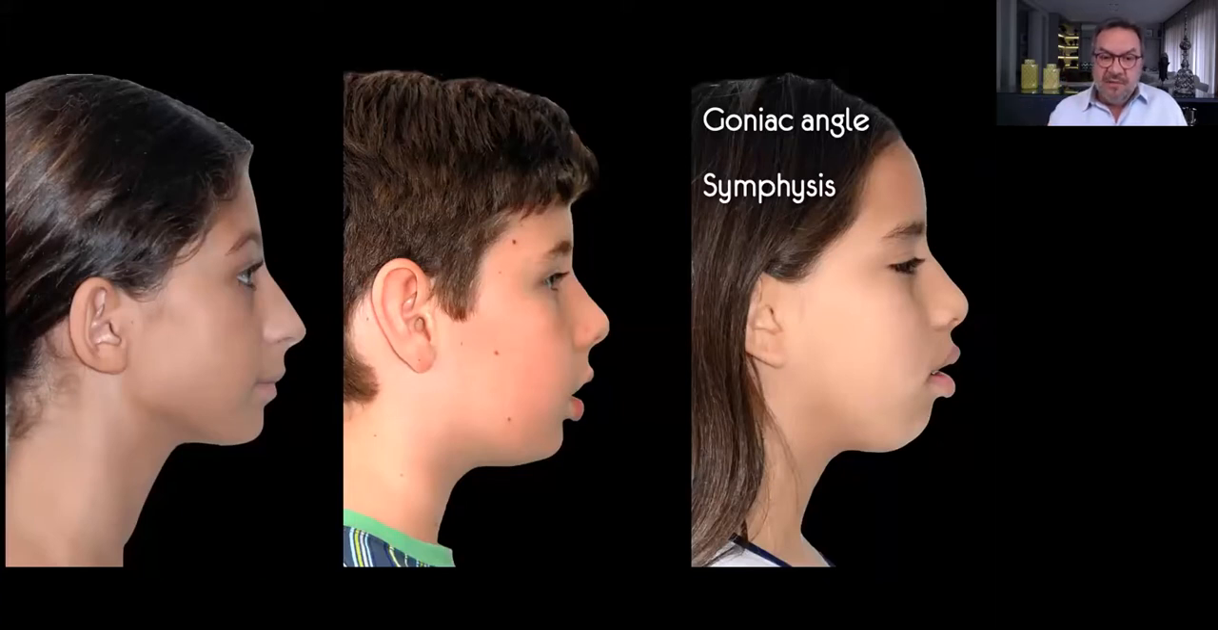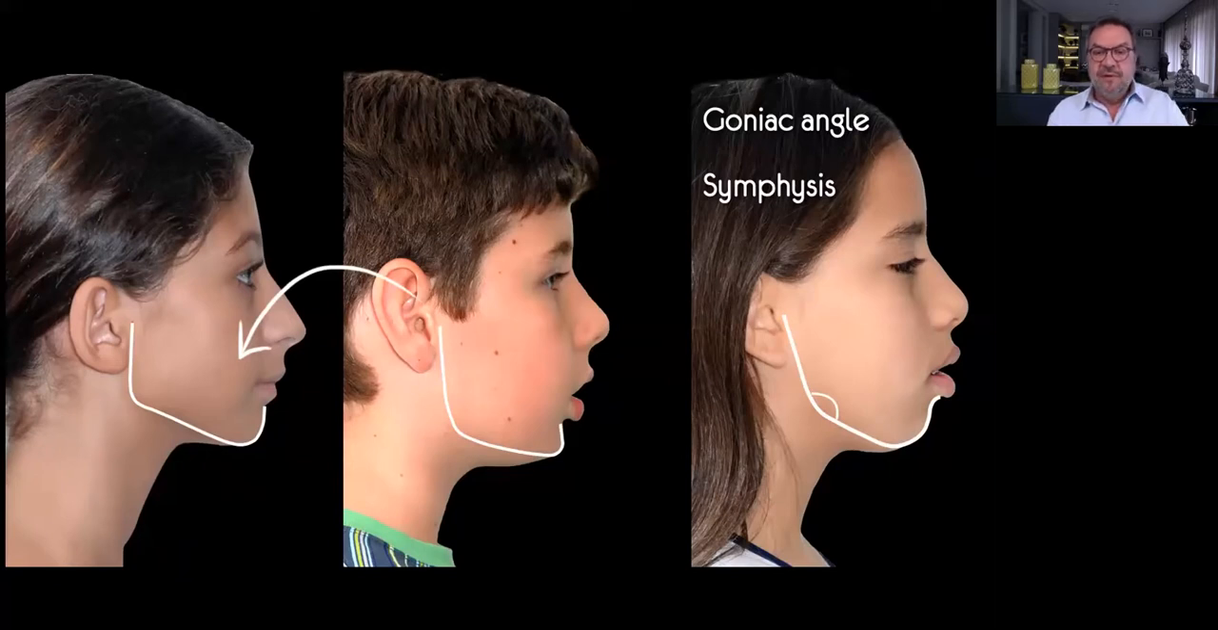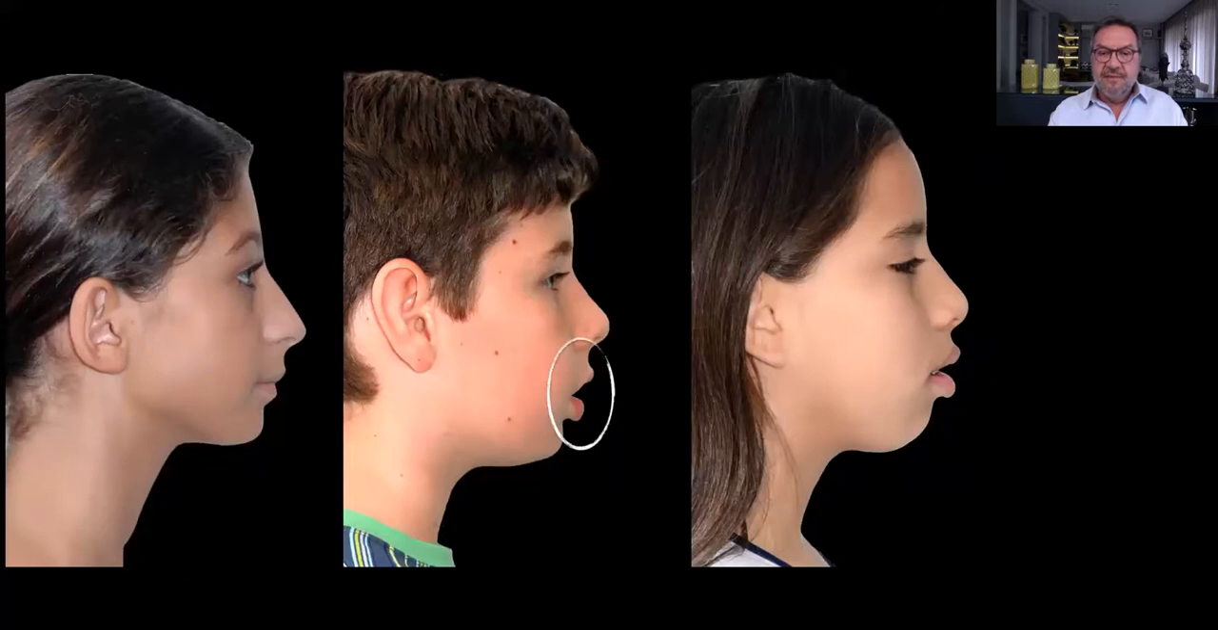But the boy in the middle has these characteristics. I mean, the gonial angle and symphysis are nearer than the girl on the left side, the gonial angle. So it looks good to be treated in the very beginning when you look at him. But on the other hand, if you look closer at the lips, we have a gap here like the girl, the bad grower girl. So let's see this clinical case.